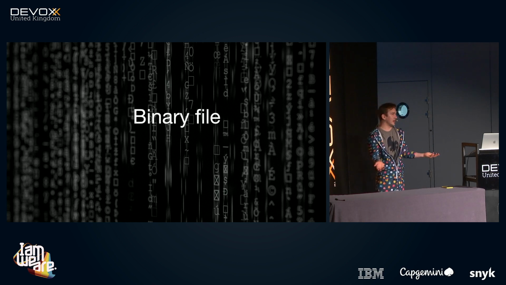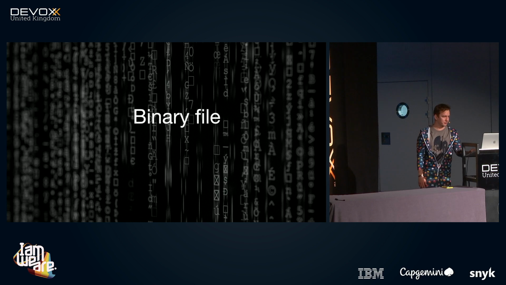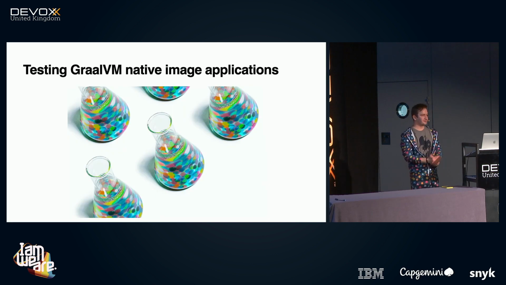How do you run tests? How do you verify that your native image actually works the way you expect it to work? That's a very good question. Actually, tests are a very important question here. So how do you do that? Who has an idea? It's a Java application. How do you test Java applications? Who knows?